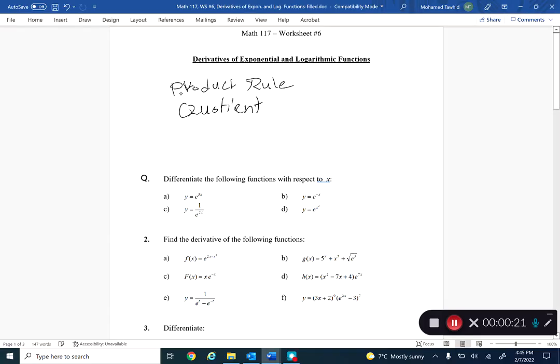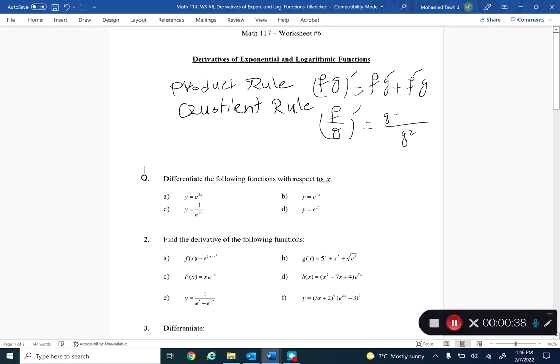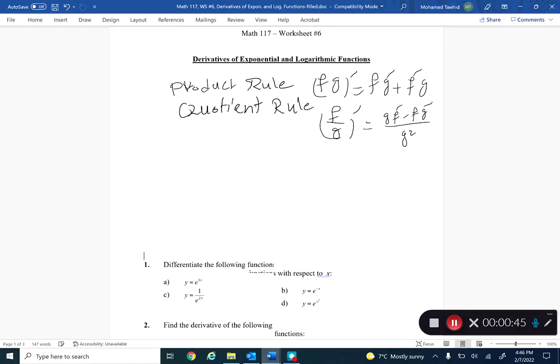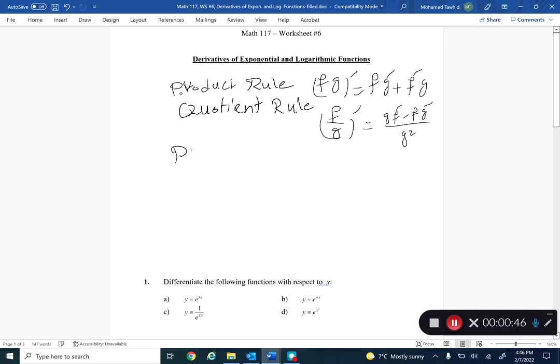The product rule, I gave it to you here: f multiplied by g, the derivative is f g prime plus f prime g. The quotient rule, if you have f over g, the derivative is g squared in the denominator, and in the numerator g f prime minus f g prime. Then I gave you the power rule, and also the chain rule.